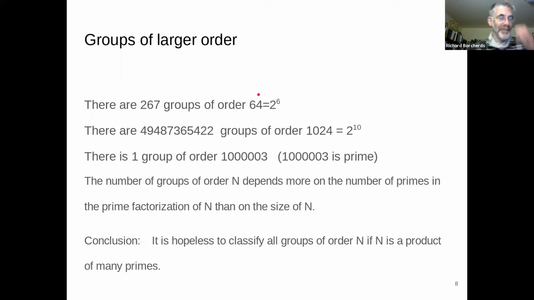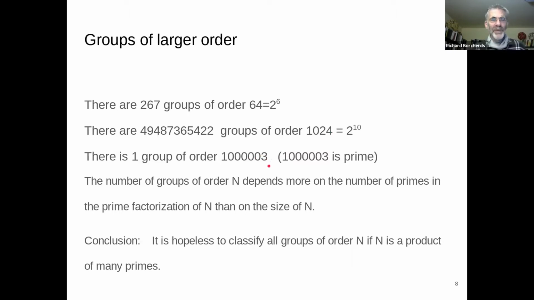These were classified by Hall several decades ago, before computers. There is a ridiculously large number of groups of order 2 to the 10, which were classified by computer. So you might think the number of groups of given order increases really fast with the order of the group, but it doesn't, because if you look at groups of order 1,000,003, there's only 1 group of that order.